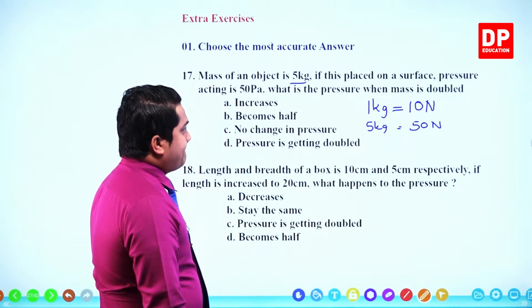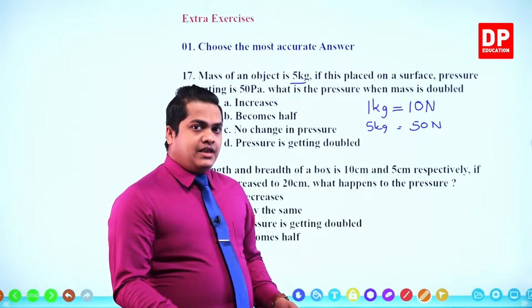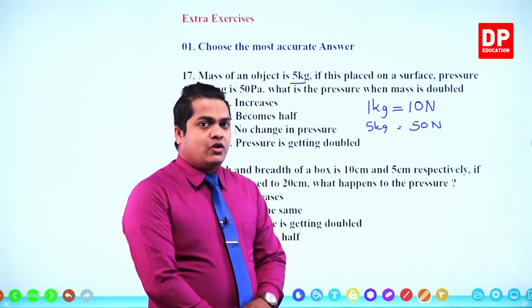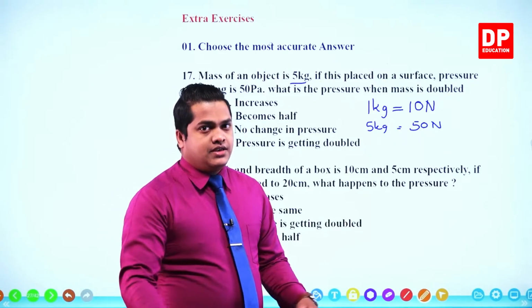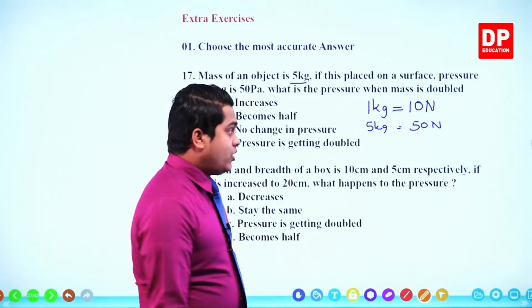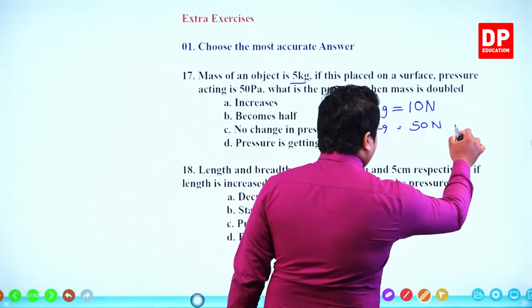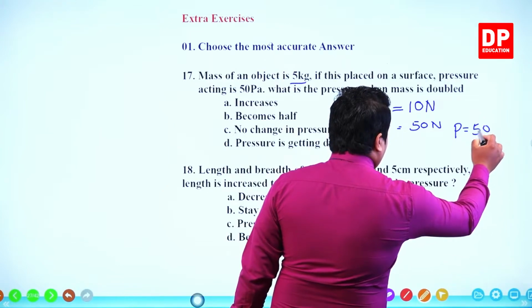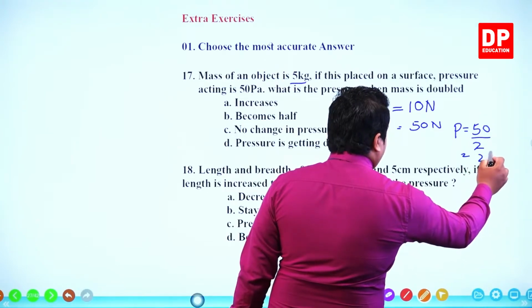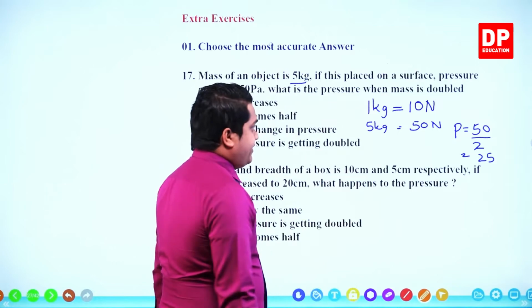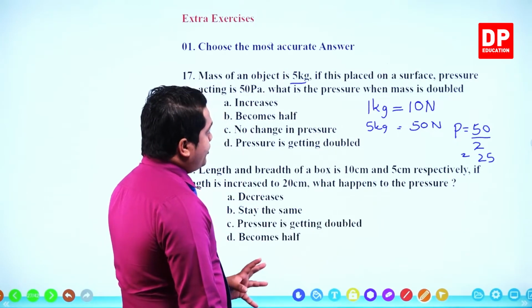50 Newton. Let's assume that the area which the object is contacting is equal to 2. Now in here then pressure is equal to 50 over 2. How much? 25. 25. Now what are you going to do?